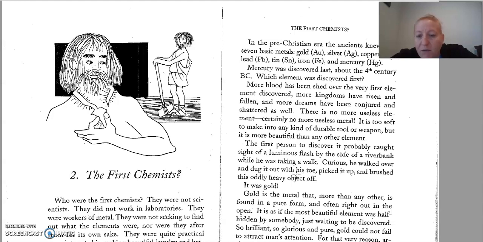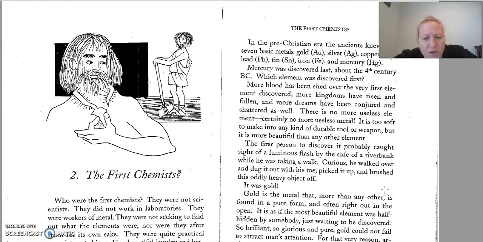The first person to discover it probably caught sight of a luminous flash by the side of a river bank. While he was taking a walk, curiously he walked over and dug it out with his toe, picked it up, brushed this oddly heavy object off. It was gold. Gold is the metal that more than any other is found in a pure form, and often right out in the open. It is as if the most beautiful element was half hidden by somebody just waiting to discover.